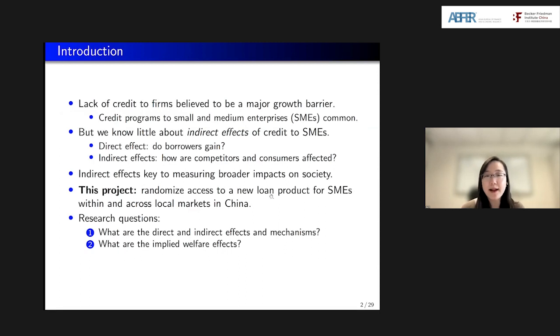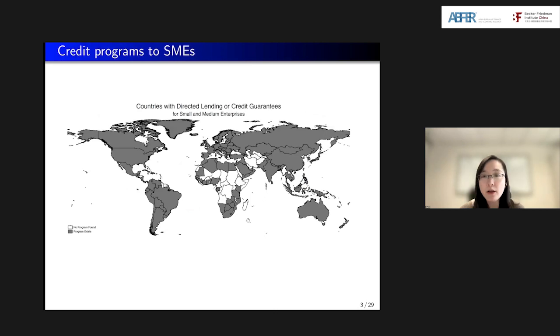So we know lack of credit is widely believed to be a major growth barrier for firms. And in recent years, there has been a surge of policy interest in improving firm financing in developing countries. As we can see in this figure, many governments are providing credit programs to enterprises, especially to small and medium enterprises. And such programs are typically justified by the desire to improve aggregate outcomes.